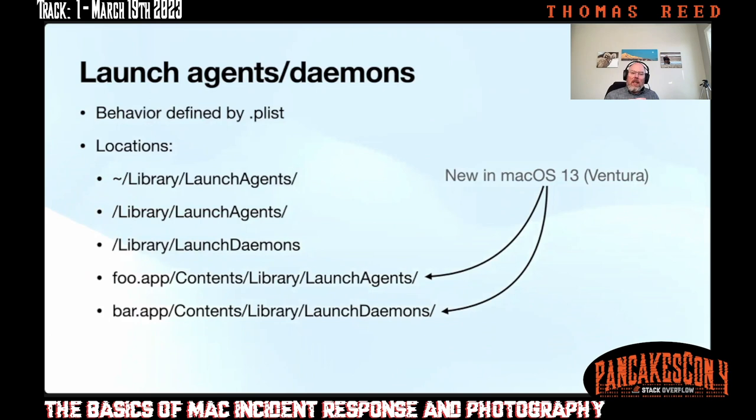In this case, those .plist files should be referring to an executable somewhere else inside that same app bundle. So the goal here is to make the app completely self-contained so that all parts of it are in the same folder. And if the user then drags that app to the trash, they don't have to go hunting around for all these other little bits and pieces scattered all over the system. And these can be a little sneaky because they are in a different location now. So you do have to kind of look inside various apps to find these.